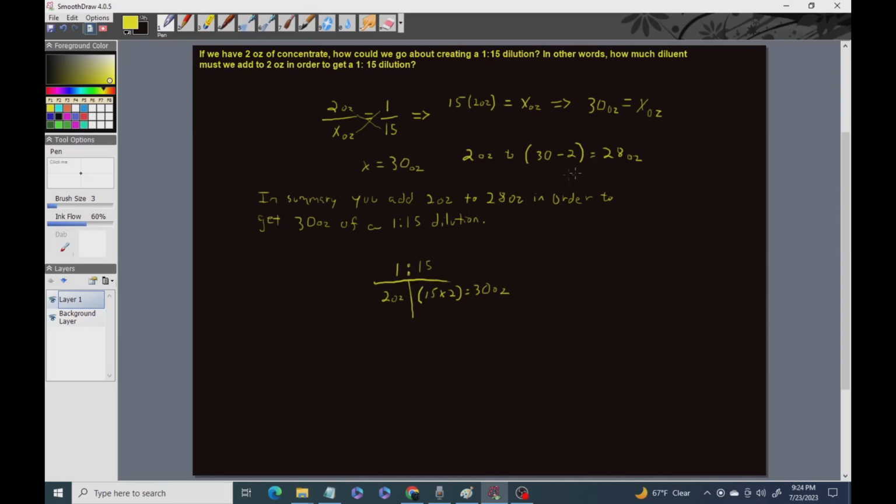A common mistake is that a lot of people will add 2 to 30 and get 32. But remember, our final volume is 30 ounces. That's the final volume in order to get the 1:15 dilution.